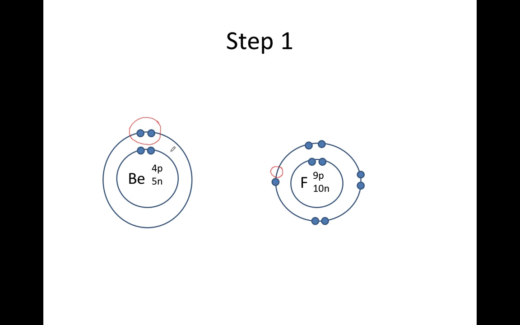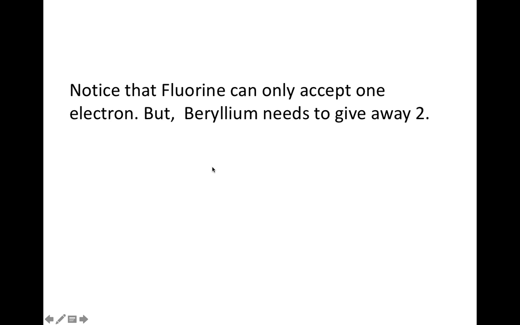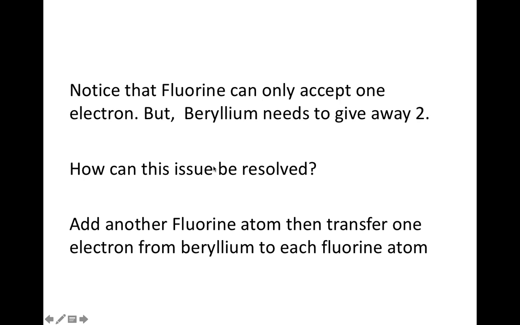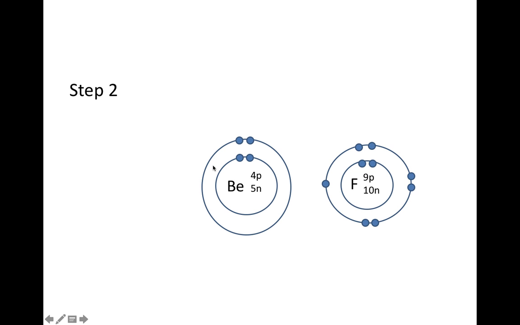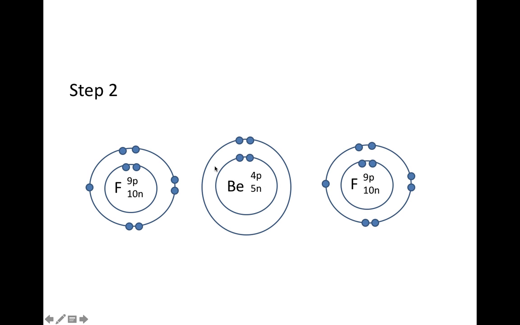So in this case, what do you think will happen? We're going to add another fluorine atom and then transfer one electron from beryllium to each fluorine atom. So we're going to add a second fluorine atom. Now this one will take one, and this fluorine will take one, and beryllium will give away two.